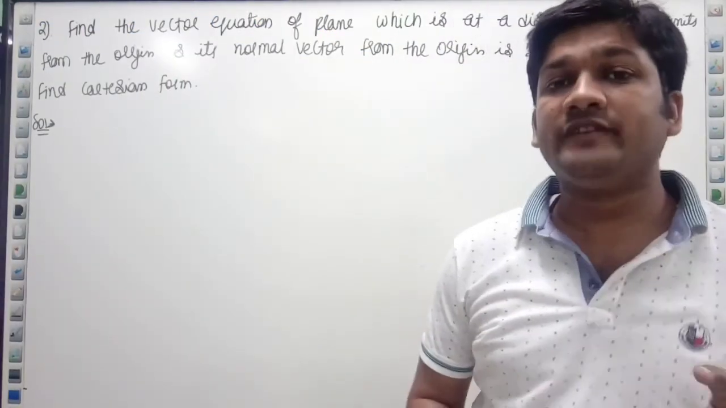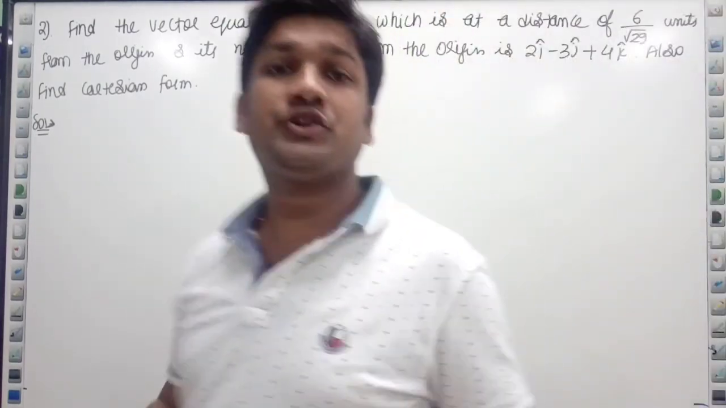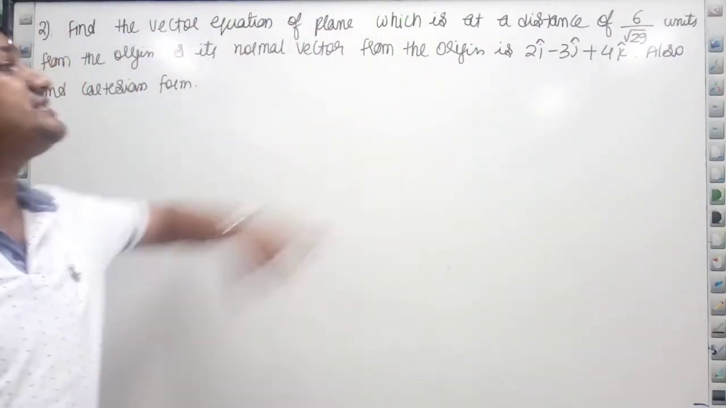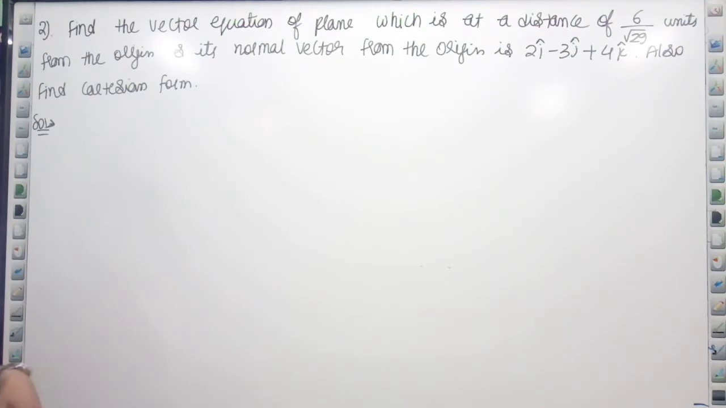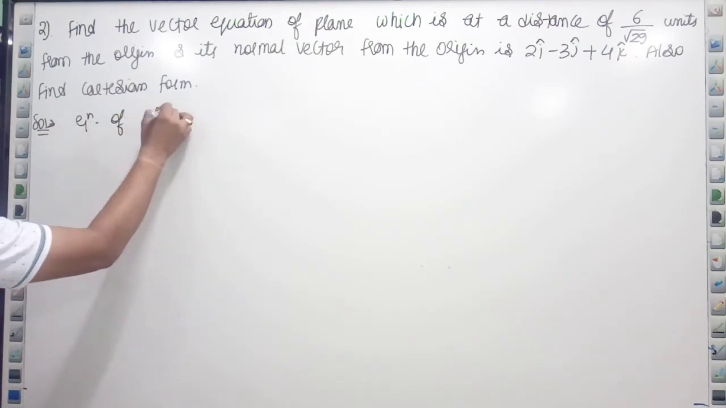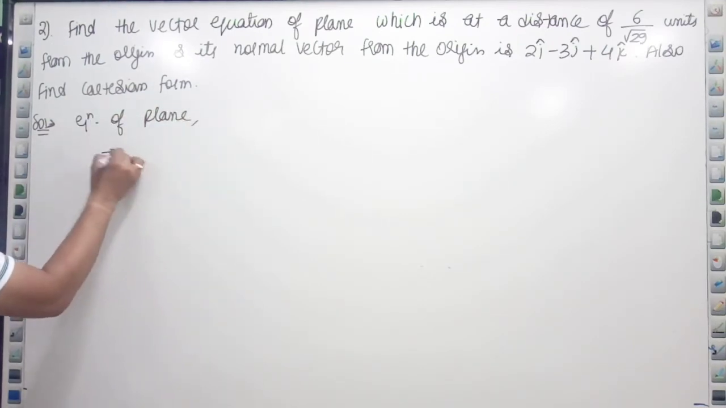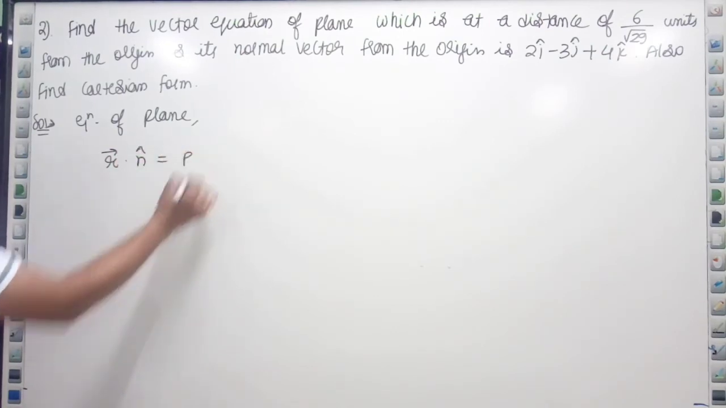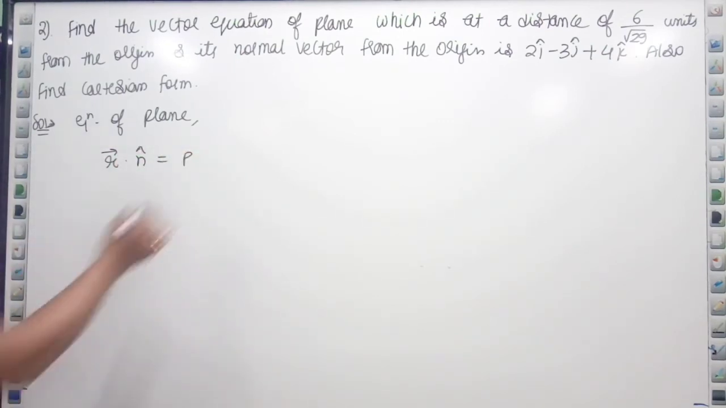Now the second question we have: find the vector equation of a plane which is at a distance 6 upon root 29 from origin, and the normal vector is given. Right? The distance is given and the normal vector is given. We have the equation of plane. What is the equation of plane? r dot n cap equal to p, where p is the perpendicular distance from origin.